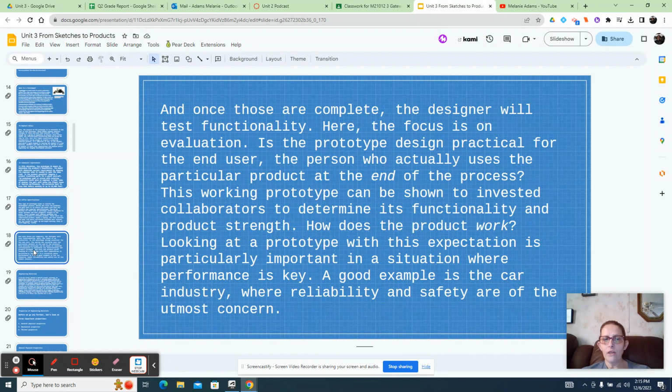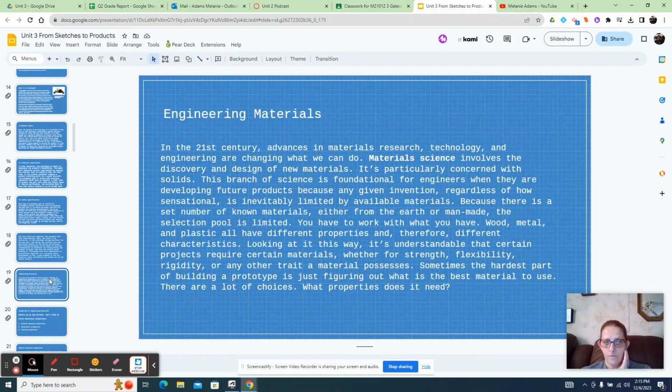Once that's all complete, you can test it. The testing is an important part. You can test it with a team. You can test it with other groups. And then the engineering materials, you can figure out what materials are better to be used with your prototype.